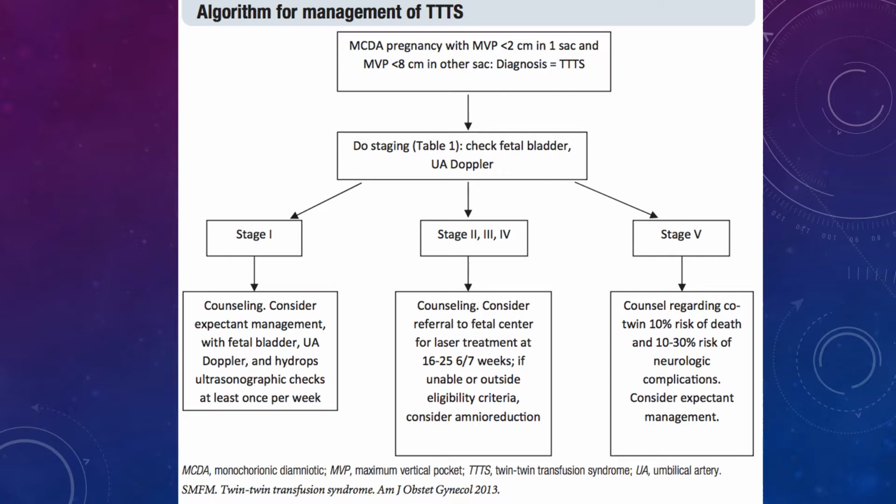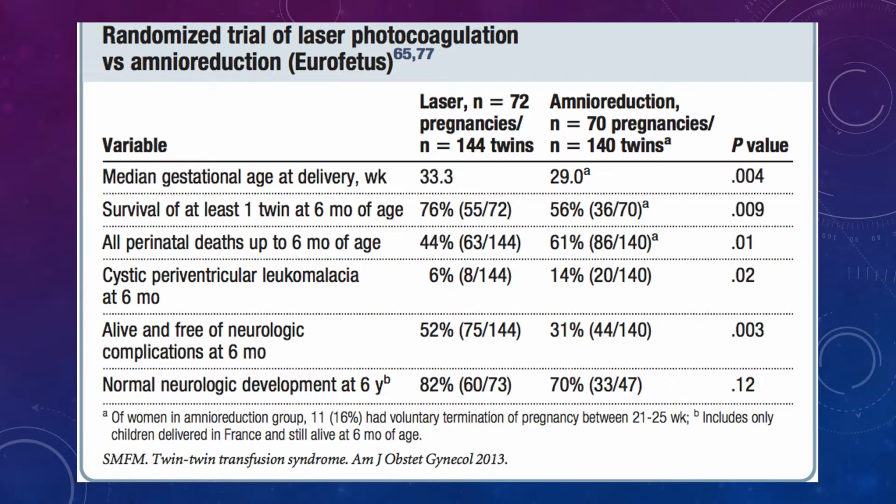Also, another option is amnio reduction, and that is when they go in and reduce the amniotic fluid on that recipient twin. And so this is the study that the guidelines talked about. In one group of 144 twins, they got the laser treatment that we previously talked about. And in the next group, 140 twins received serial amnio reductions. So they looked at gestational age and a number of other things.